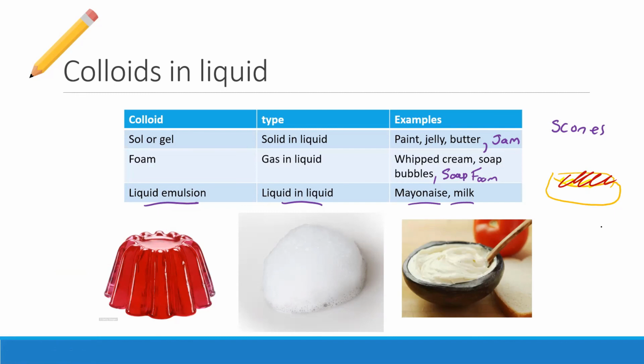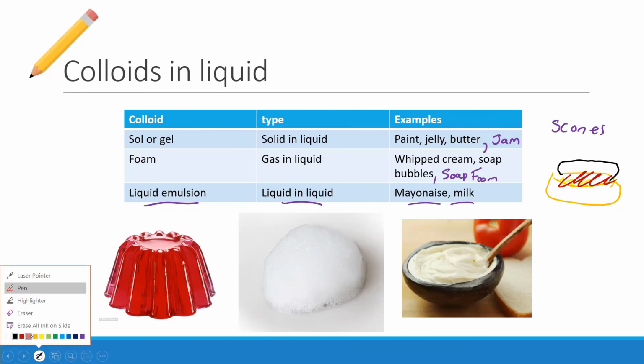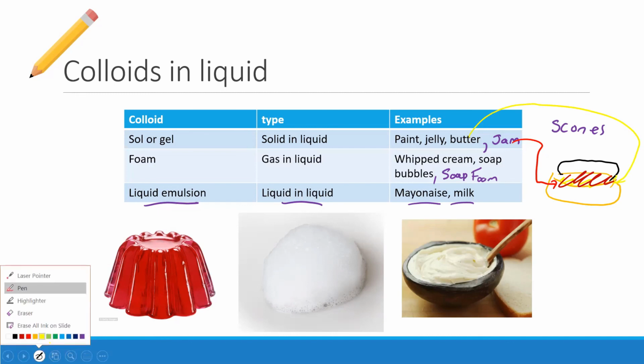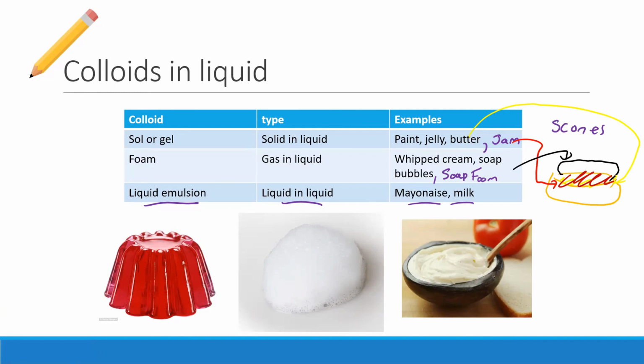If you look at scones, scones are a mixture of 3 different colloids. We've got jam, which is an example of a colloid. We've got butter, which is an example of a colloid. And then we've got whipped cream, which is another example of a colloid. So we've got actually 3 examples of colloid.